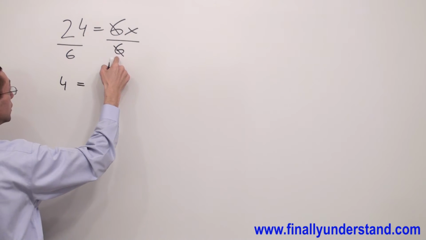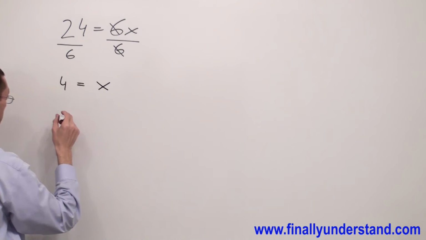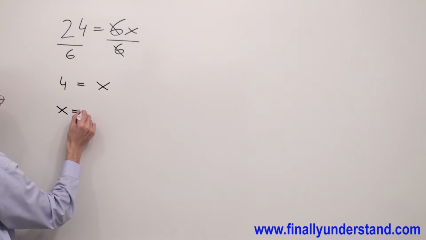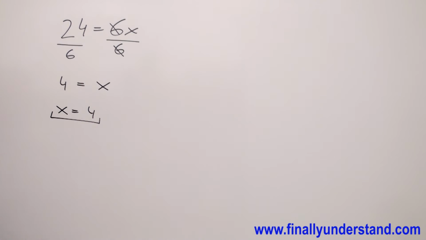6 divided by 6 is equal to 1. 1 times x is x. Otherwise I can say x is equal to 4. This is the solution to my problem.